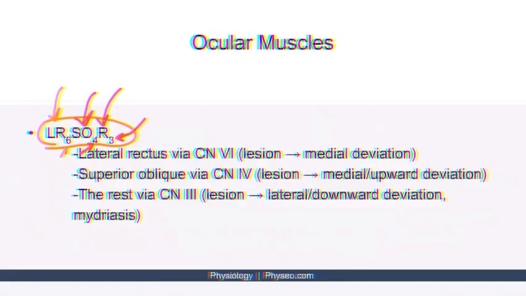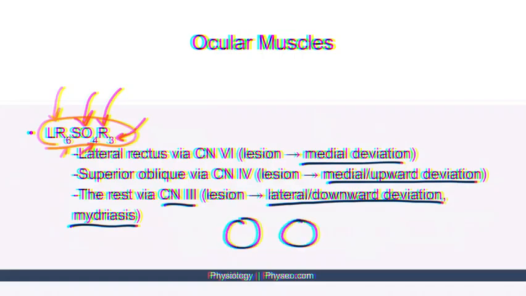Some quick things to remember: if you damage the lateral rectus muscle, the lesion will lead to medial deviation of the eye. If you damage the superior oblique muscle, the lesion will lead to medial upward deviation, which we discussed on the previous slide. And the rest, cranial nerve 3, if you lesion that, then you'll get a lateral downward deviation plus mydriasis. So if, let's say, we damage the right side, right here on the right, then we get mydriasis, a blown pupil, if you will, and then you would get a lateral downward deviation. The eye would look down that way. And that concludes this section.